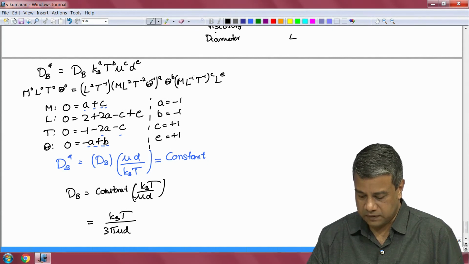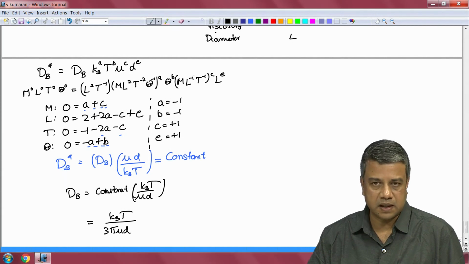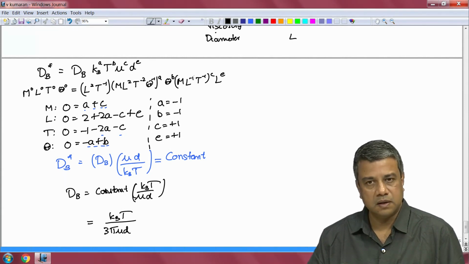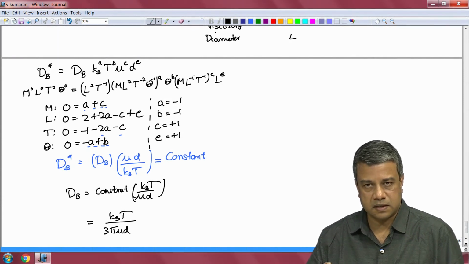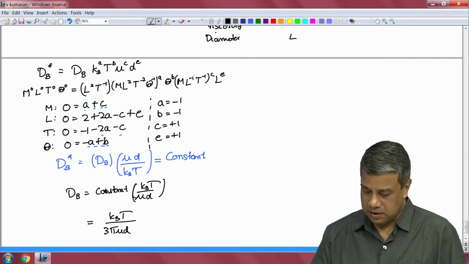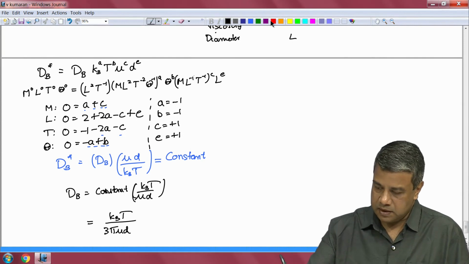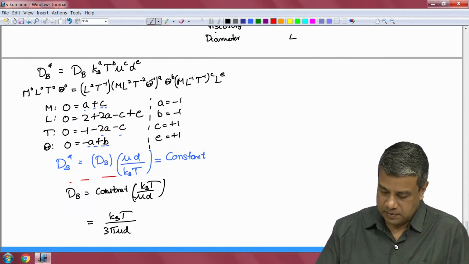It is the ratio of the thermal energy divided by the drag coefficient in the Stokes drag law. You recall that in the limit of low Reynolds number, in the viscous limit I had said that the drag force is given by the Stokes drag law, and this is the coefficient in the Stokes drag law. But up to this point we were able to determine using dimensional analysis.